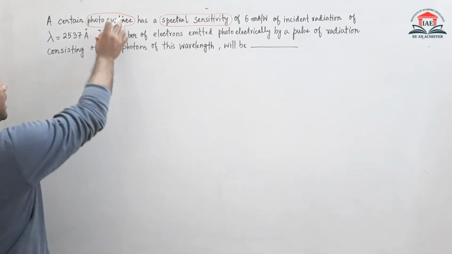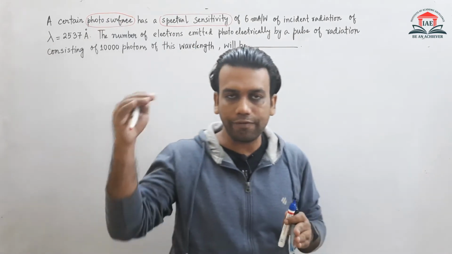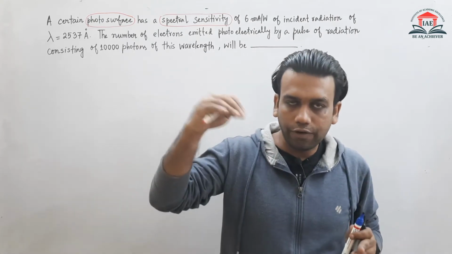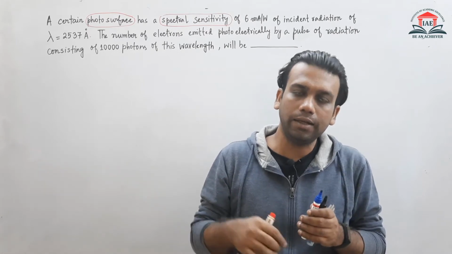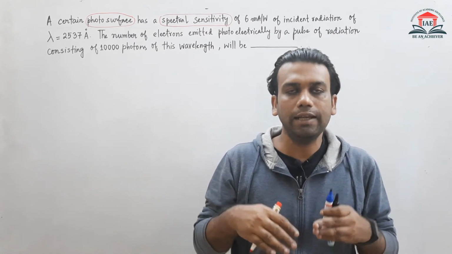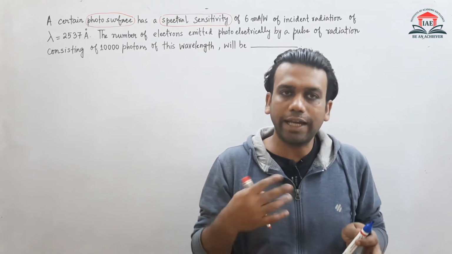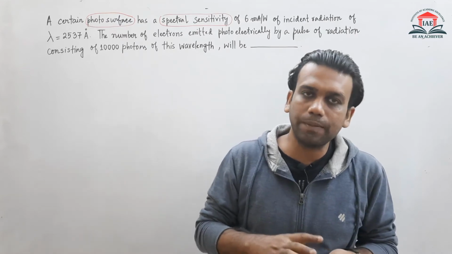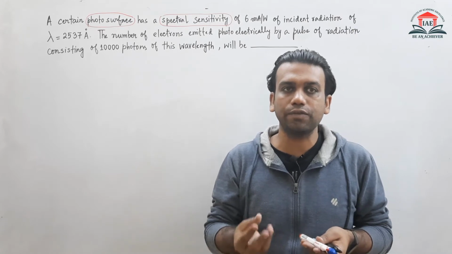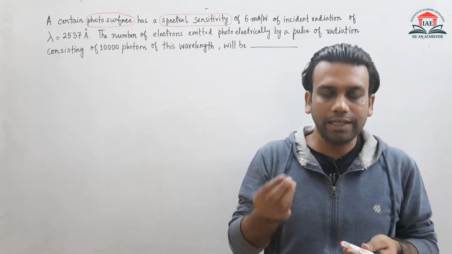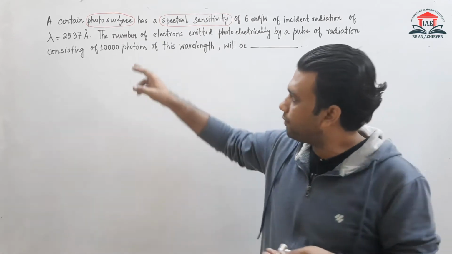Now first let us understand what is photo surface. Photo surface means if photons are incident on a surface, then those photons will be absorbed by that surface and it will emit some electrons. Some electrons, so current will flow inside. So that is called the photo surface. Photo surface means photosensitive surface. The photosensitive surface will produce some amount of current inside the material if photons are incident on the material. That is the photo surface.